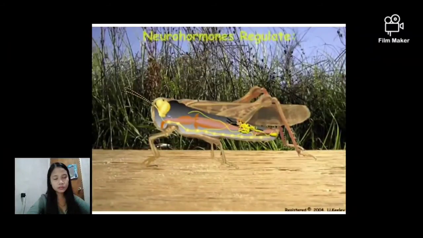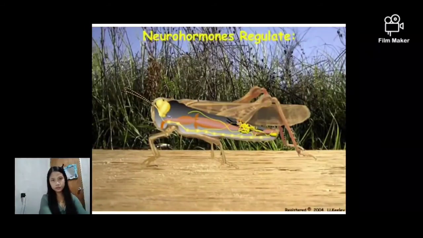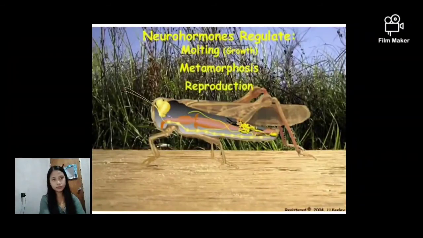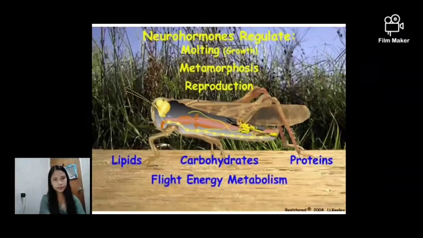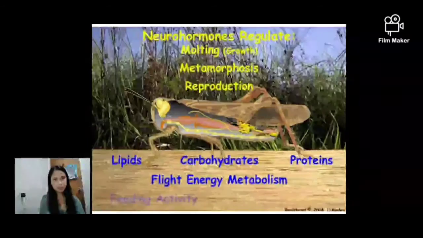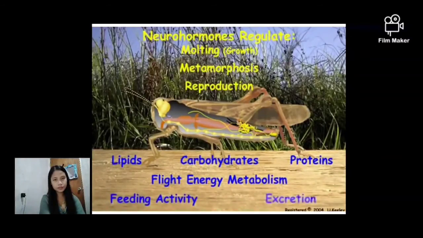Neurohormones are the master regulators and control most physiological and metabolic processes, including regulating secretion of the hormones that control molting, metamorphosis, and reproduction. Neurohormones also regulate the synthesis of blood lipids, carbohydrates, and proteins, and control energy metabolism related to flight. And they also control other basic physiological functions such as feeding activity and excretion.